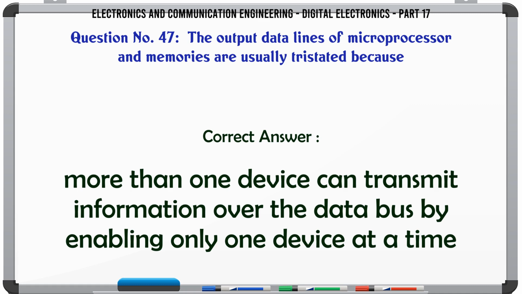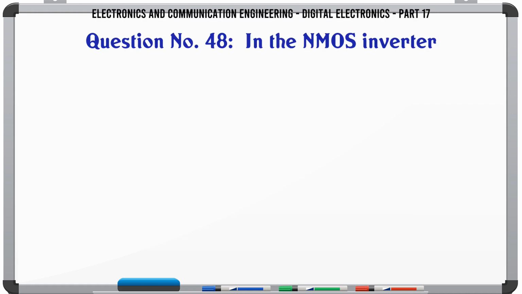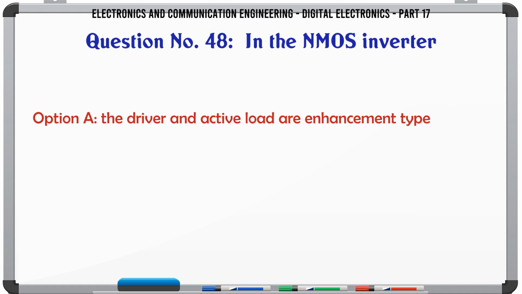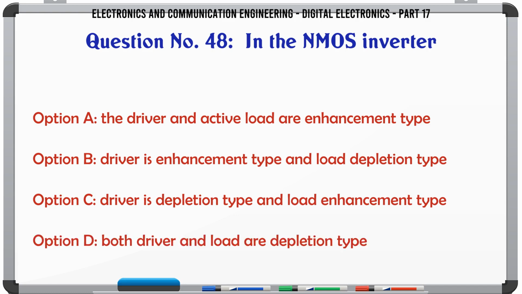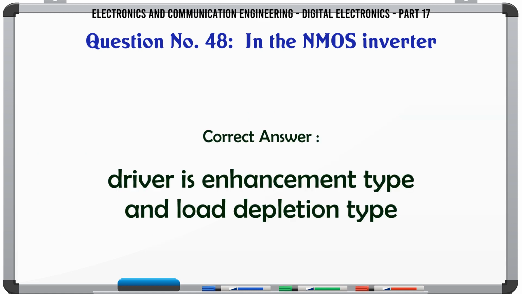In the NMOS inverter, A. both driver and active load are enhancement type. B. Driver is enhancement type and load depletion type. C. Driver is depletion type and load enhancement type. D. Both driver and load are depletion type. The correct answer is driver is enhancement type and load depletion type.